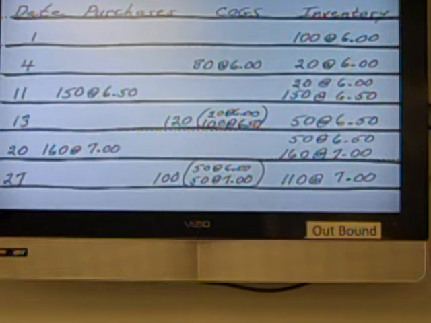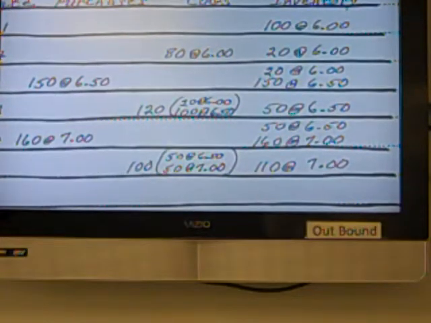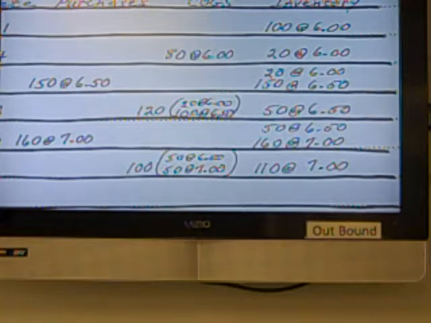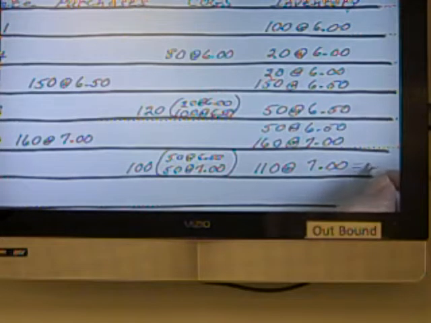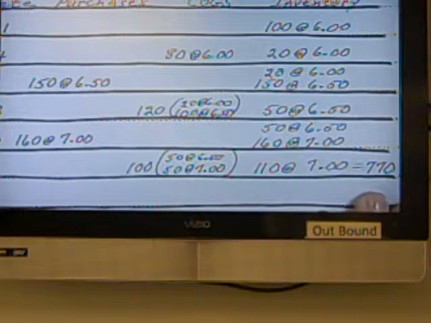But if we were to make a balance sheet right now, we would need to know the value of our ending inventory. And we know that we have 110 units at $7 each. Therefore, the value of our ending inventory would be $770. So if we prepared a balance sheet right now, we would have inventory $770.